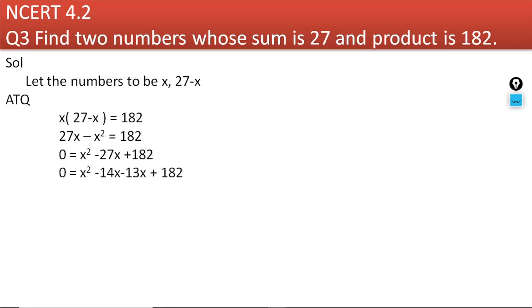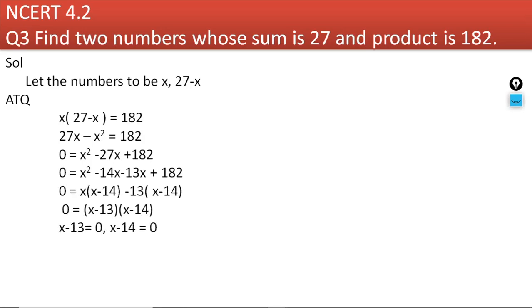By middle term splitting, the factors will be 14 and 13. So we have x square minus 14x minus 13x plus 182. And further solving it, you get the value of x as 13 and 14. So out of these two, any one value can be selected. So we get the numbers x and 27 minus x. If x is 13, 27 minus x is 14. If you consider x as 14, the numbers will be 14 and 13. The order will be changed, but the numbers remain the same.